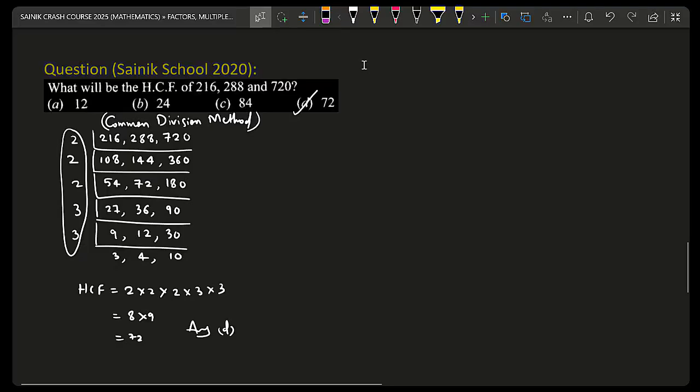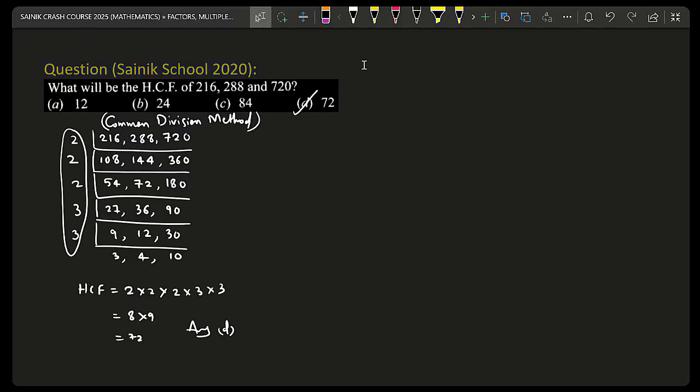Shanai, can you explain the same question in any other method? Continued division method. Very good. What is the drawback, the disadvantage, of continued division method?